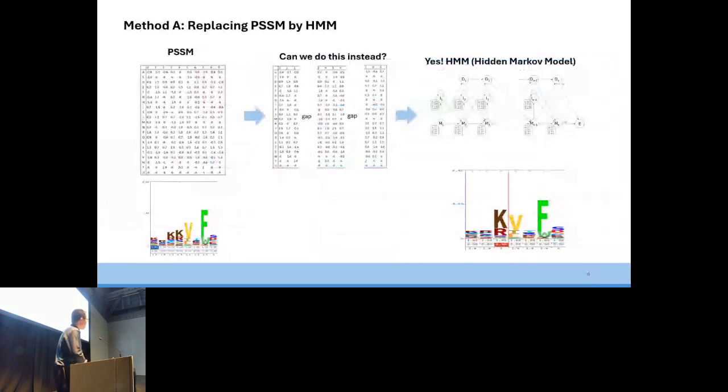Usually Gibbs sampling uses a matrix to represent a motif. It's called a PSSM, the position specific scoring matrix. It's a very smart way to compress all the data of a motif into numbers. It's also the reason why they use Gibbs sampling, because Gibbs sampling requires many samples throughout the process.